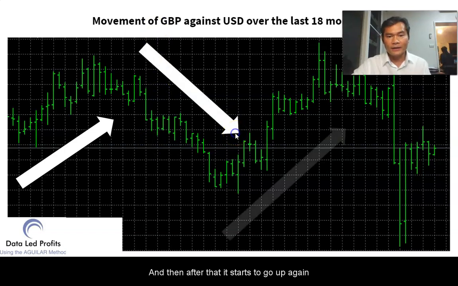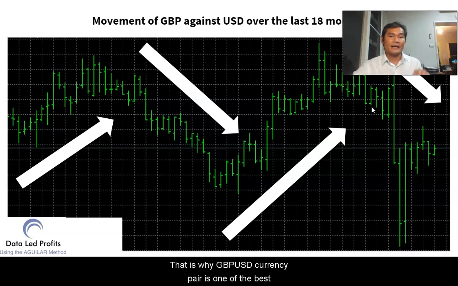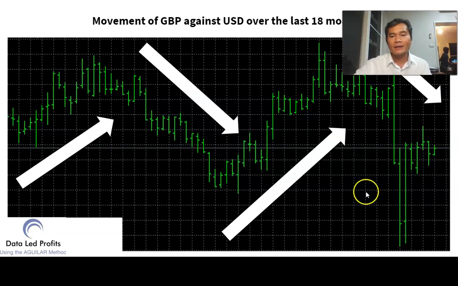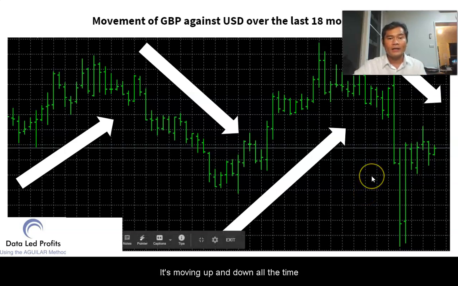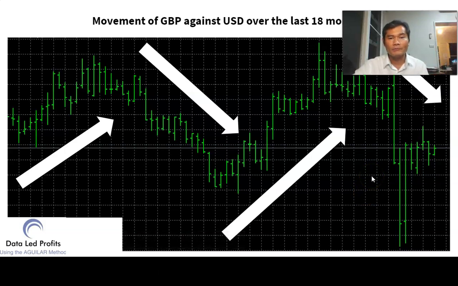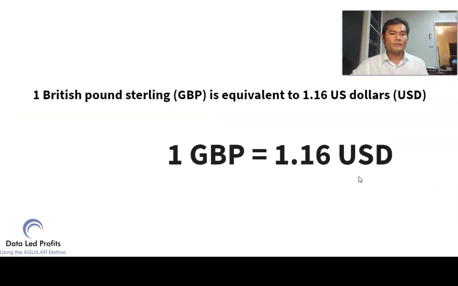And then after that, it starts to go up again. And then it starts to go down again. That is why the GBP USD currency pair is one of the best currency pairs to work with, because it is so volatile. It's moving up and down all the time. And in a few minutes, you'll understand why that's important.